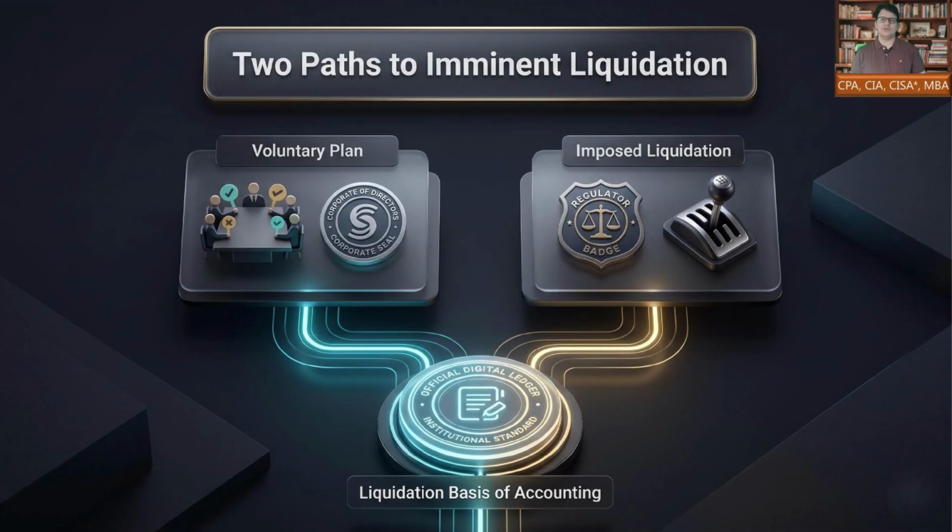There are two paths to imminent liquidation. The first is a voluntary approved plan, where the governing body, such as the board, formally approves winding down the entity and the likelihood of being blocked is remote. The second is imposed liquidation, where management may not choose the wind down, but a court, regulator, or other external force pushes the entity into liquidation. Both paths lead to the same accounting conclusion. The source of the decision may differ, but once liquidation is imminent, the reporting foundation becomes liquidation basis.